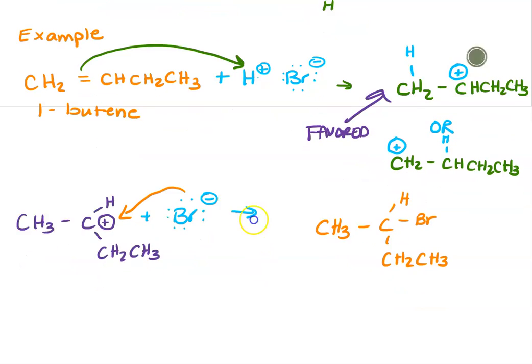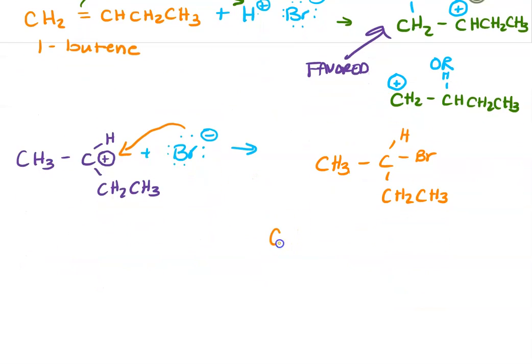And this is drawn very wonkily. This is basically just this. CH3, CH, Br. Actually, we can just do this. CH, CH2, CH3. And so what we've made here is 2-bromobutane.